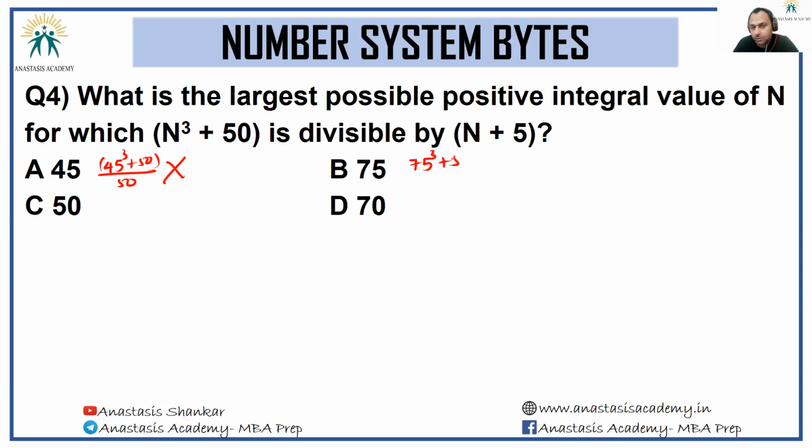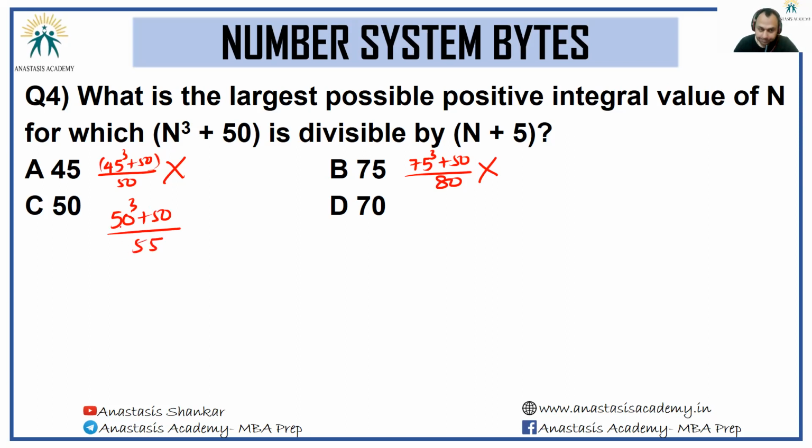Similarly, 75 cube plus 50 divided by 80. Again, unit digit will be 5. It will not be divisible by 80. So this will definitely not be the answer. Next option, 50 cube plus 50 divided by 55.